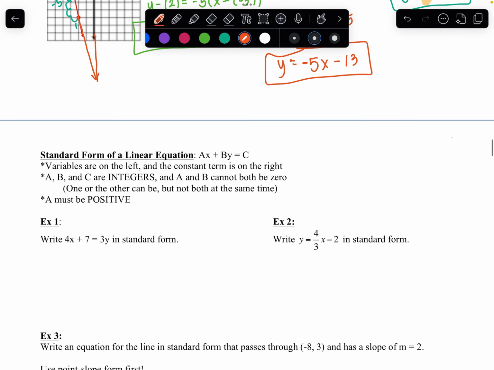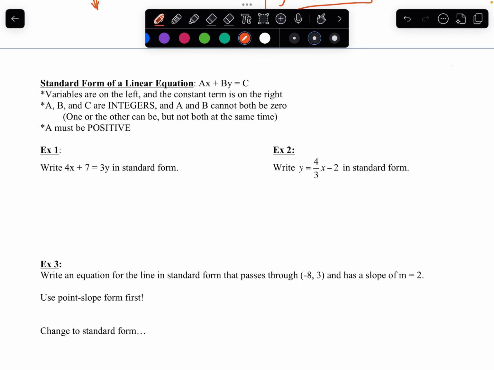Okay, let's go to the next page. So standard form. So we've seen point slope form. Now we're going to see standard form. So this is where we have ax plus by equals c.